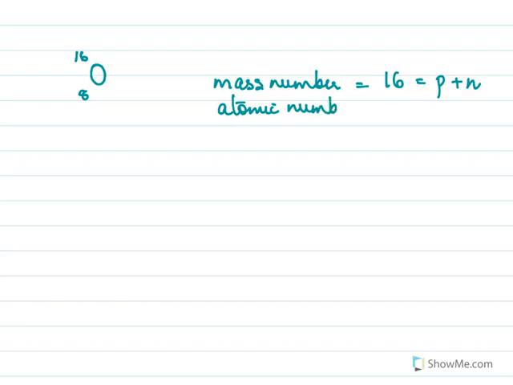Let's do the same procedure for oxygen. Oxygen is written as 16, 8. That means its mass number is 16. And remember, mass is protons plus neutrons. Its atomic number is 8. And remember, atomic number is only protons. So we start solving it.